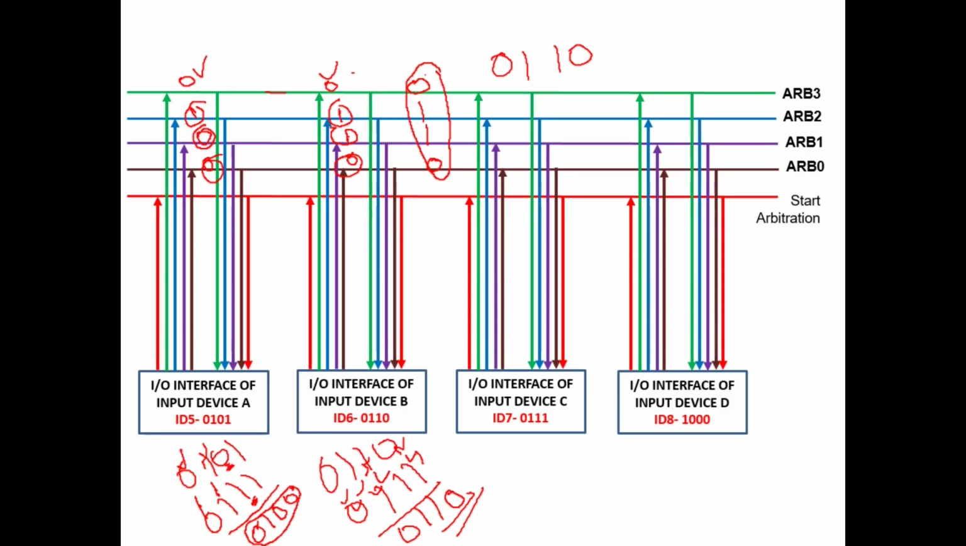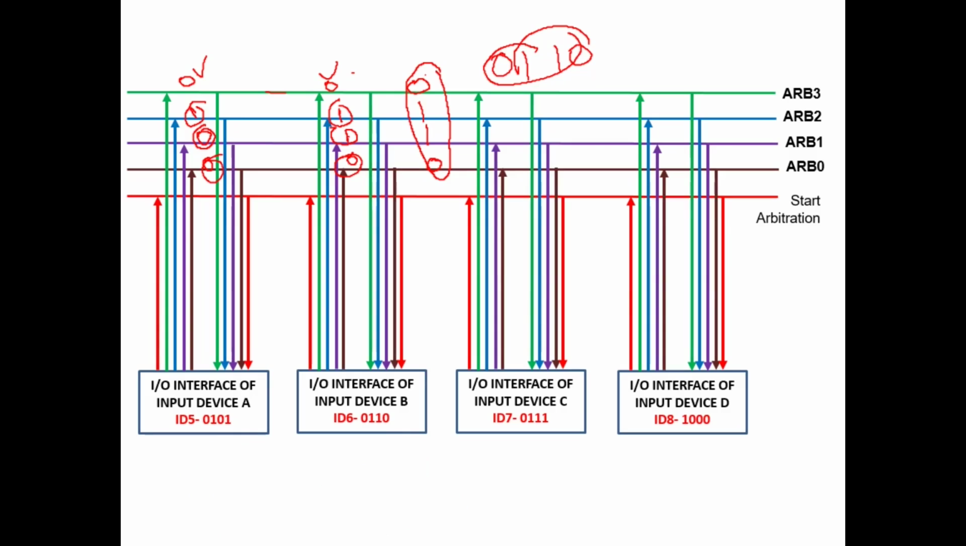Now this is again read by all the devices which have placed their IDs, which are intended to become bus master. They will read again. That means device A and device B, ID 5 and ID 6. These devices read the arbitration lines once again.